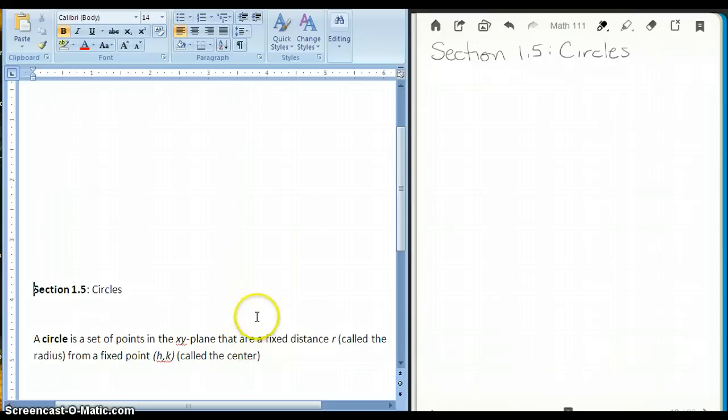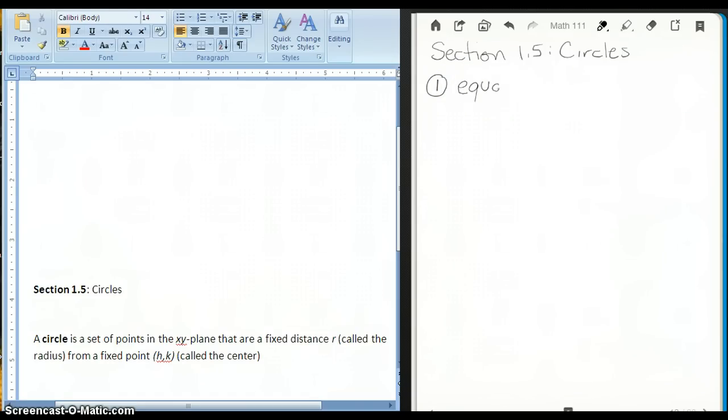Again, we all have a visual idea of what a circle looks like, and we could probably sketch one in the xy plane, but of course, working in the xy plane, we usually like to think about equations. So perhaps our first goal for this section should be to see if we can actually get an equation that represents a circle. Maybe we should write that as our goal: in this section, we're first going to come up with an equation for a circle.